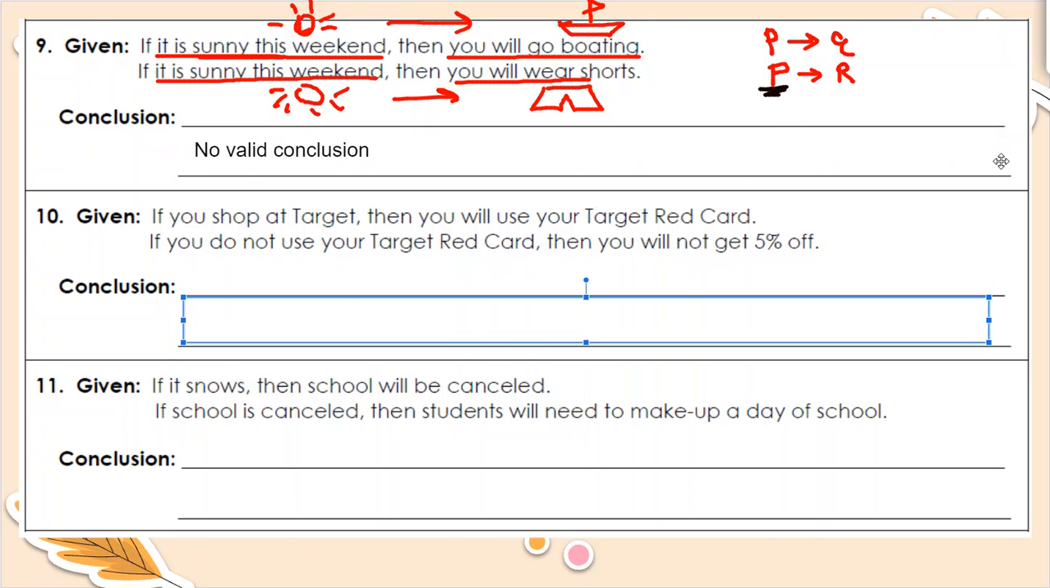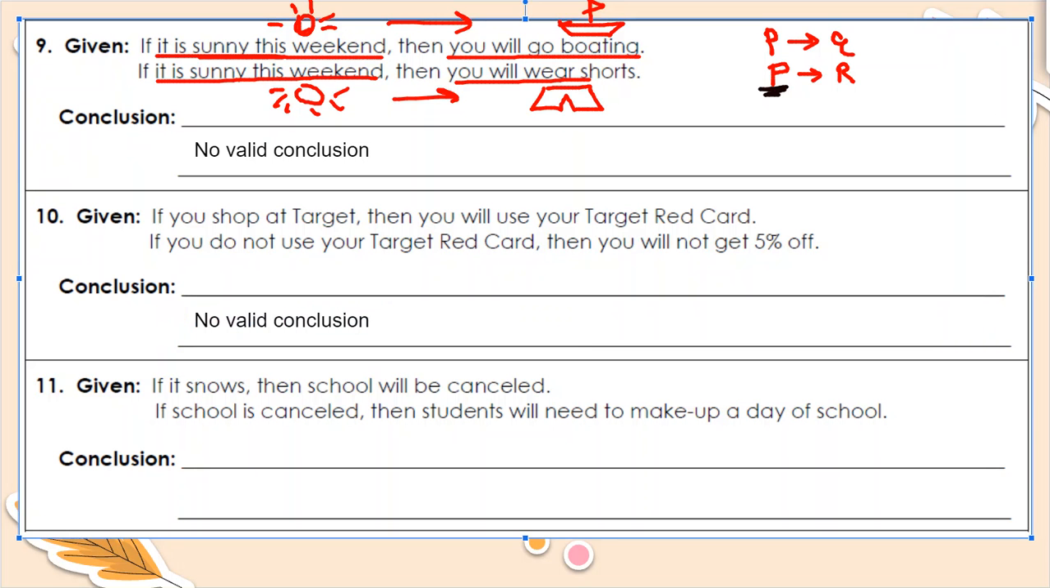Go ahead and try 10 and 11 on your own. Pause the video and resume when you're ready to check them out. Okay, so for number 10, if you said that this was not a valid argument, you're correct. No valid conclusion can be drawn here, right?